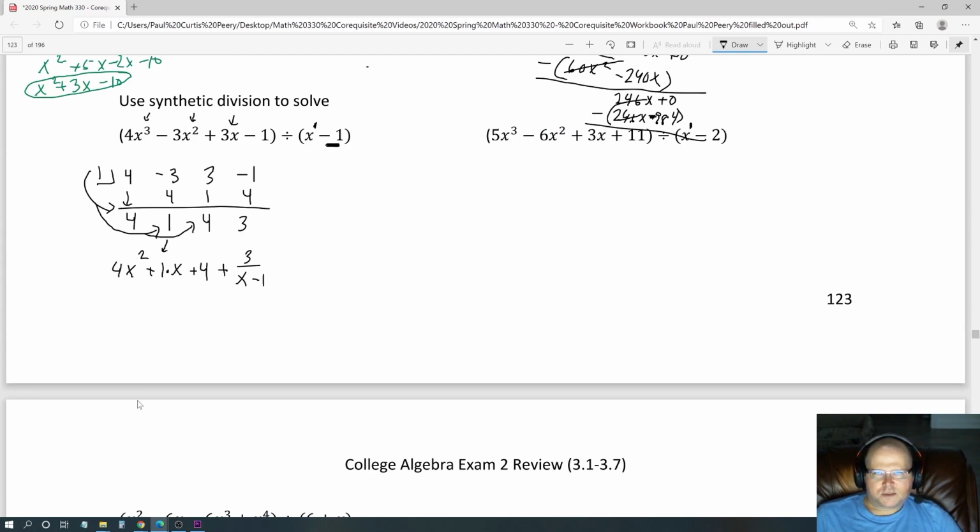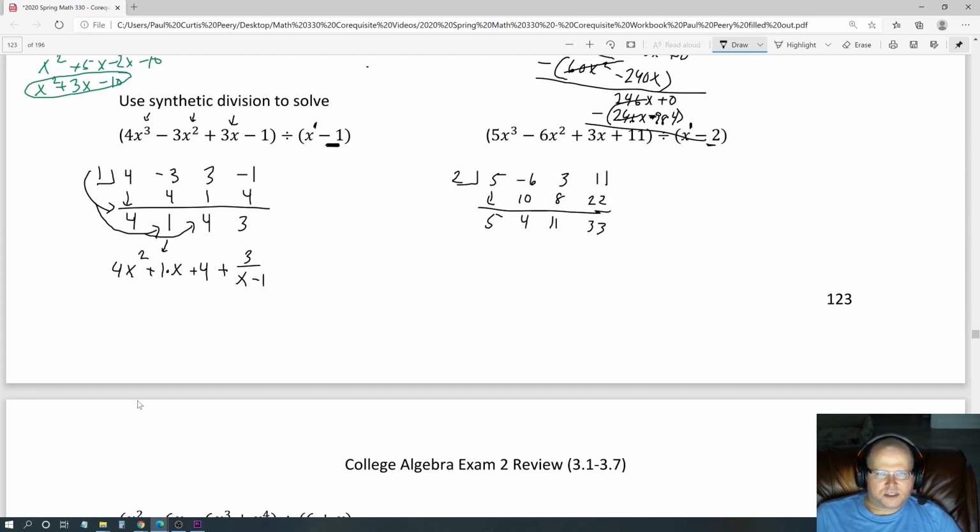All right, let's try the next one. So we're going to have a 5, minus 6, and then plus 3, and then plus 11. And we divide all of that by the opposite of that negative 2 right over here. So we divide by a positive 2. Then we bring down the 5. We say 5 times 2 is 10. 10 plus negative 6 is 4. 4 times 2 is 8. 8 plus 3 is 11. 11 times 2 is 22. 22 plus 11 is 33.